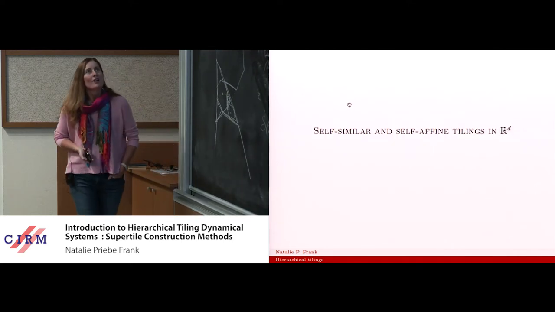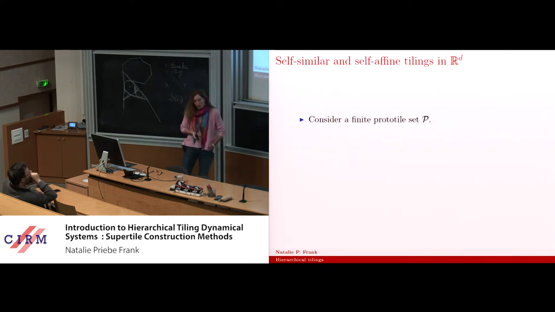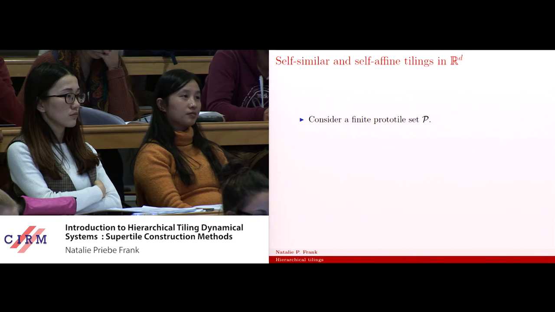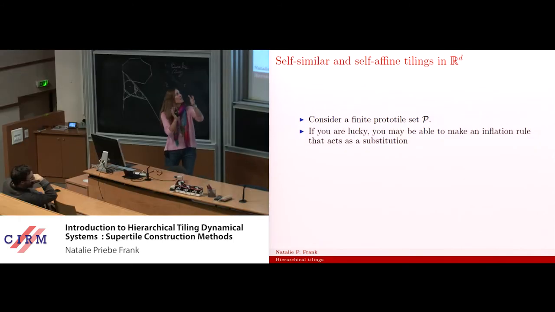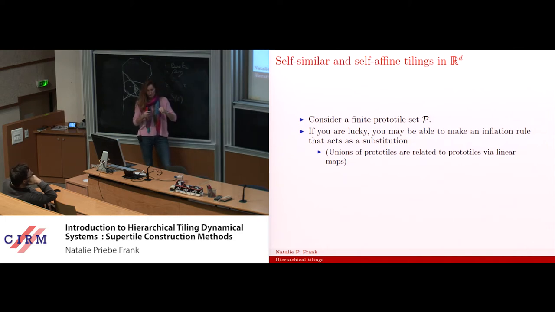Okay, all right, so now let's get to the hard one. Self-similar and self-affine tilings in R^d. So get yourself a finite prototile set. Remember the prototiles are topological disks that have labels on them. And if you're lucky, the geometry is such that you'll be able to make an inflation rule on your prototile set. So the idea would be that somehow you can take unions of the prototiles and create either similar, expanded copies of the prototiles, or maybe copies related by an expanding linear map.